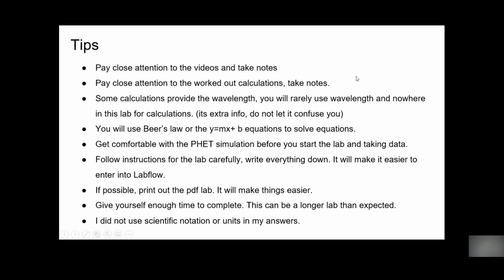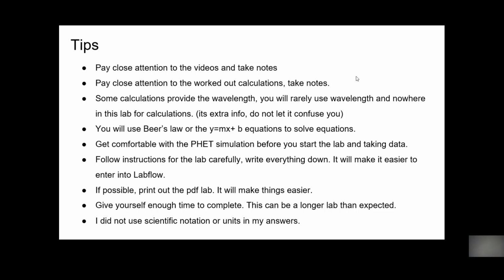Okay, so pay close attention to the videos and take notes. There's a lot in here. Pay attention to the videos and the notes. Pay close attention to worked out calculations. Some calculations provide wavelength. The wavelength in here just tells you what the experiment was done at. You're not using the wavelength in any of these. It's extra information, but you should have it. You will use Beer's Law, the equation, to solve for equations. Get comfortable with the PhET simulation. Definitely make sure you know how to use that before you start.